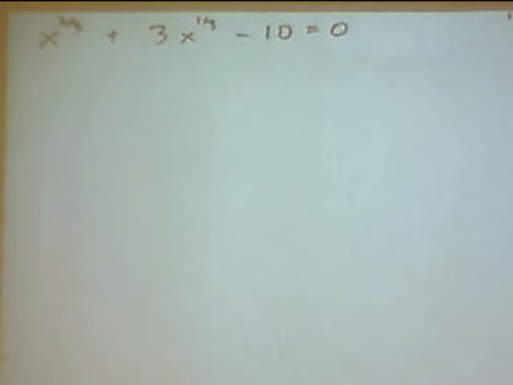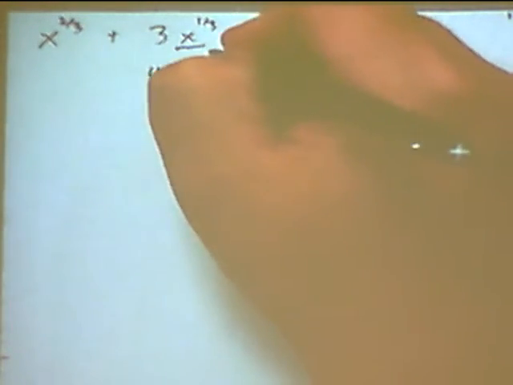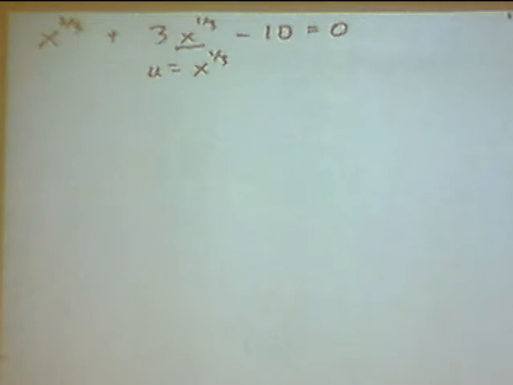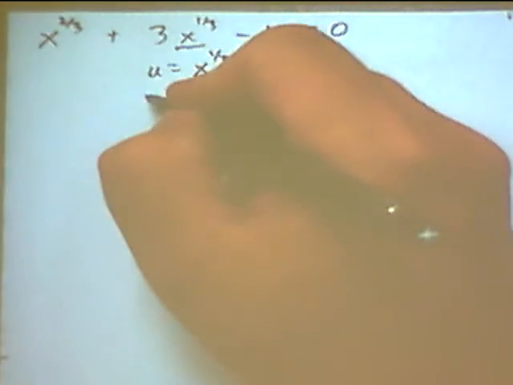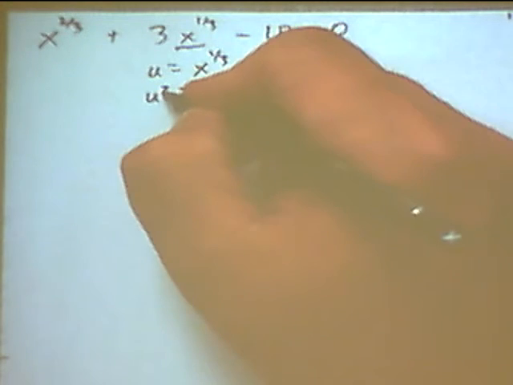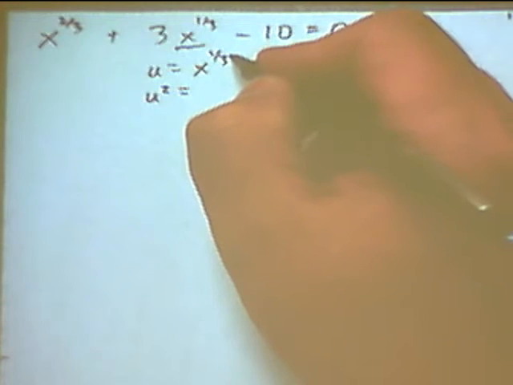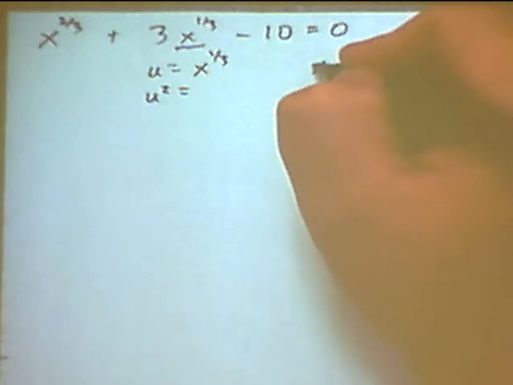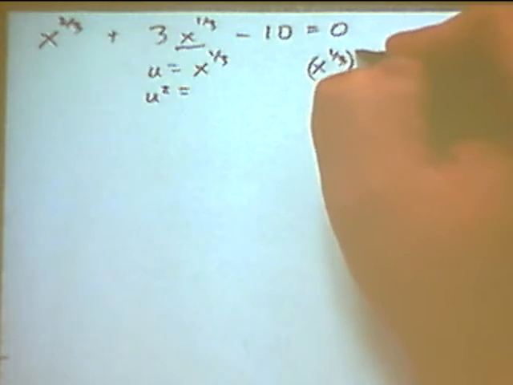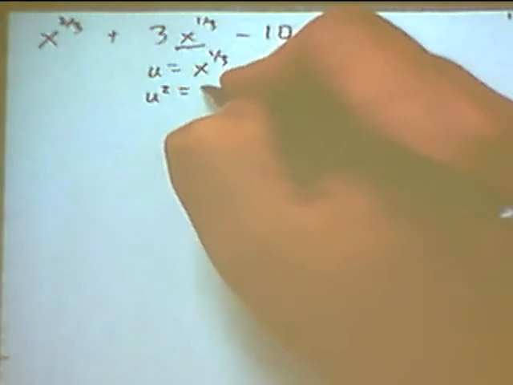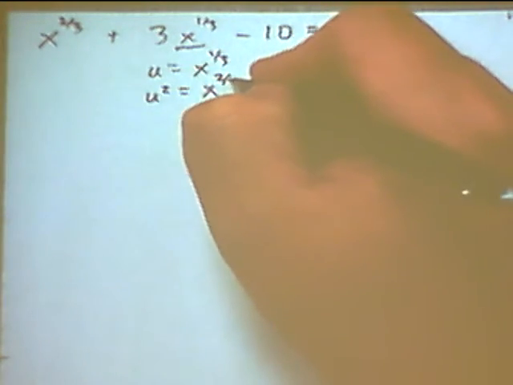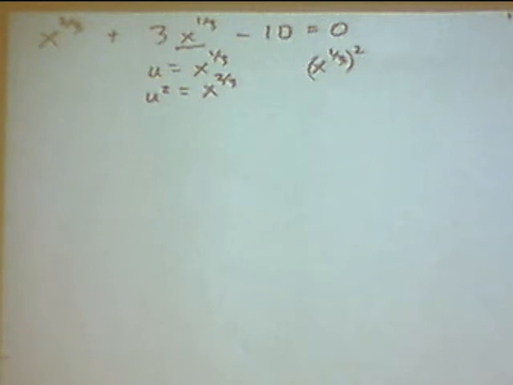So once again, you take the variable part of the middle term, which is x to the 1/3, and that's what we call u. And then what I like to do is go ahead and square both sides of that. So I get u squared equals, now what is x to the 1/3 squared? Well, in that case you would multiply. And what's the power rule say? You multiply these exponents. So u squared would be x to the 2/3.